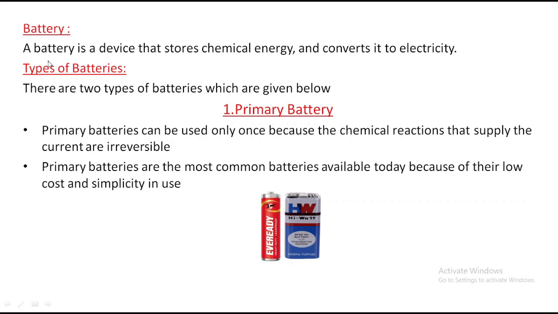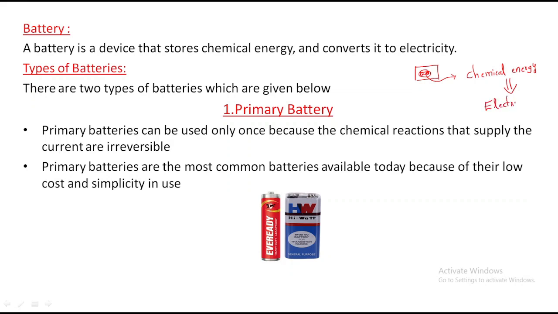Here is the general definition: a battery is a device that stores chemical energy and converts it to electricity. Generally, a battery gives the supply. For example, in a children's toy car, we use a battery inside for it to work. Inside the battery, it stores energy in the form of chemical energy. Don't forget it. That chemical energy is converted into electrical energy.